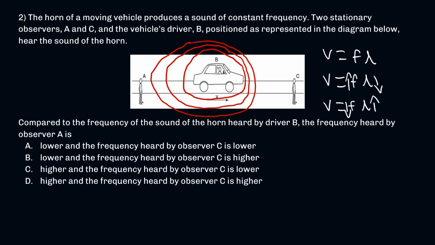Answer choice A says that frequency heard by observer C is lower. That's not going to be correct because the wavelength is shorter towards observer C, so my frequency should be higher. So answer choice B is going to be my answer for this question. All right, so let's move on to example number 3.